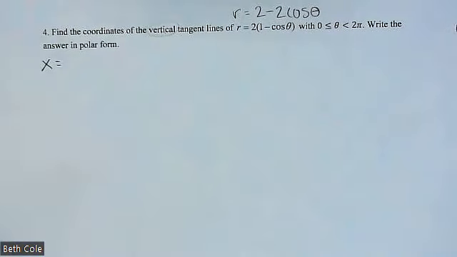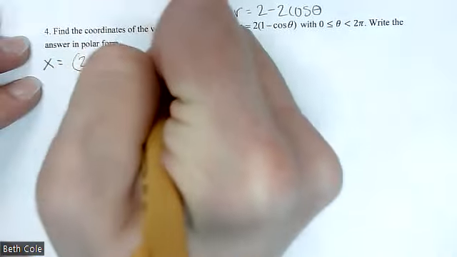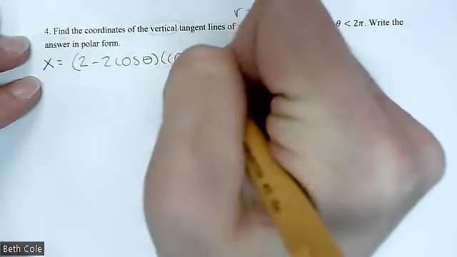Good, because it says vertical. So first we have to find x, and then we can do dx d theta. So x is going to be r cosine theta. So this is r, and then times cosine theta.